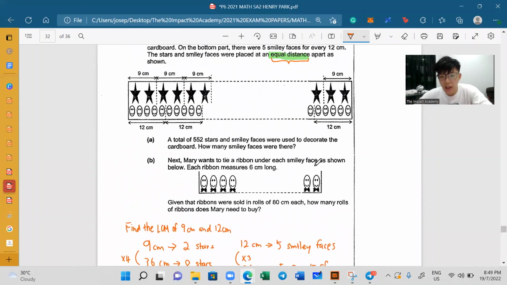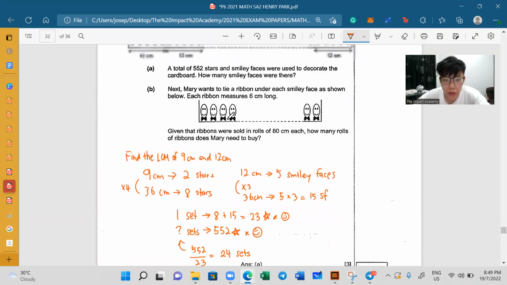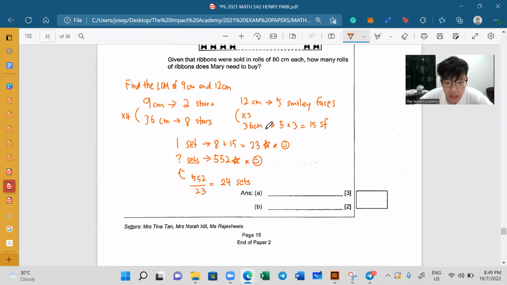The 24 sets means that I have 24 groups of smiley faces and stars. I have 24 groups of that, okay? Now, what they're trying to ask us to do is to find the number of smiley faces, right? They don't care about the stars, they want us to find the smiley faces. So if I know that in one set, I will have 15 smiley faces.